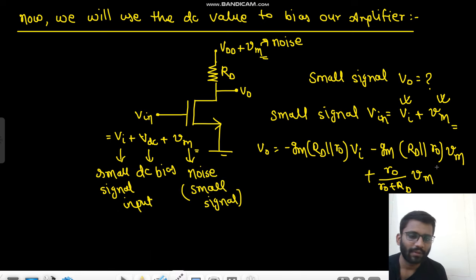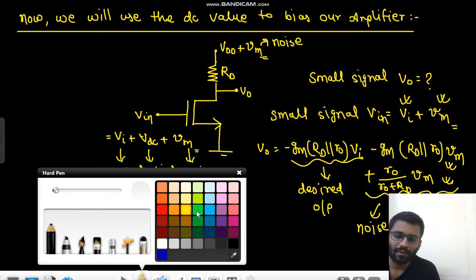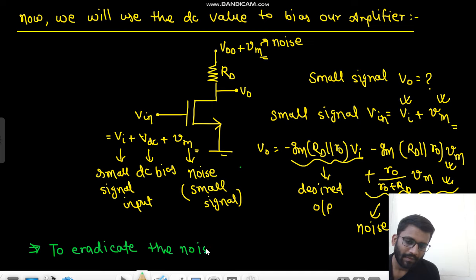What I can do now, these values, this value and this value, both are what? Both are noise. This is our desired output. So to eradicate the noise part, we need a differential amplifier. Okay.